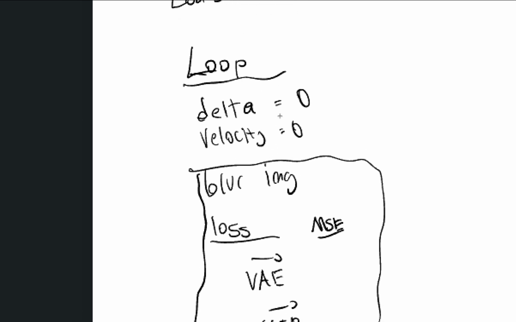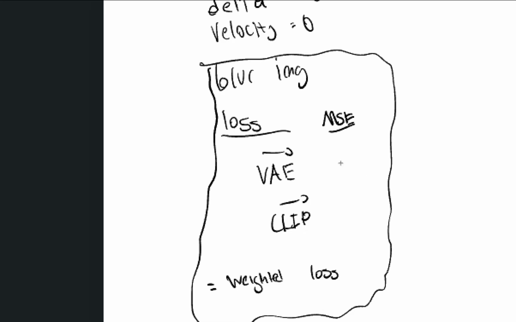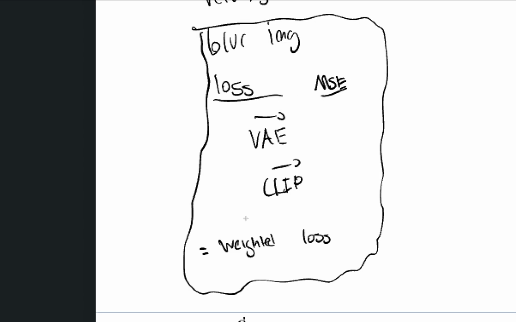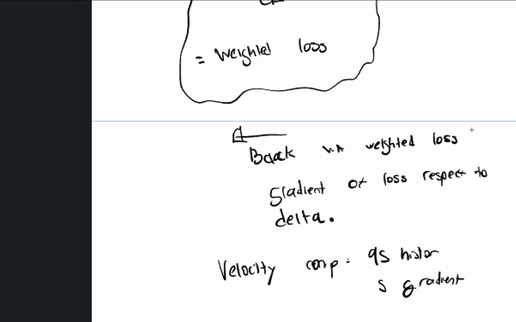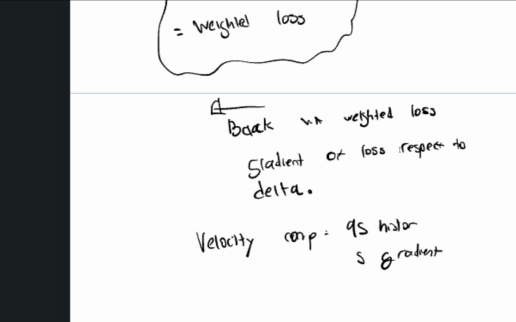We throw the encoding in the VAE and the CLIP, and we compute the loss. Now normally loss is computed, we want to minimize it. Here we want to maximize it because we want the complete wrong encoding with as little change to the original image as possible. So we compute the weighted loss of this, and we do a backward gradient pass of loss with respect to delta.